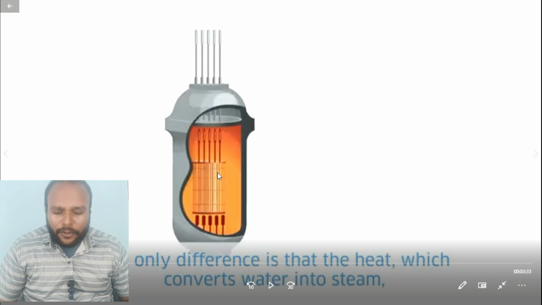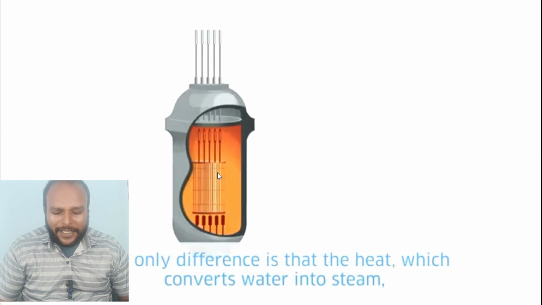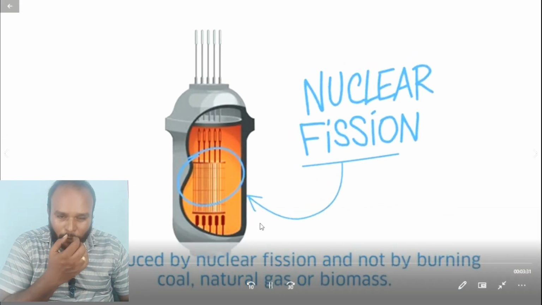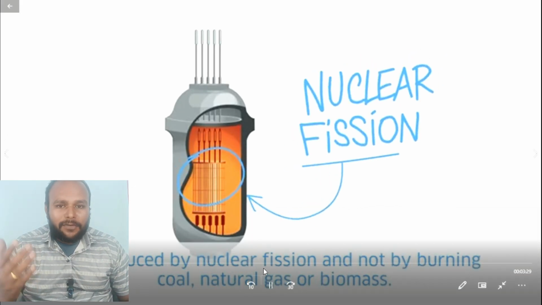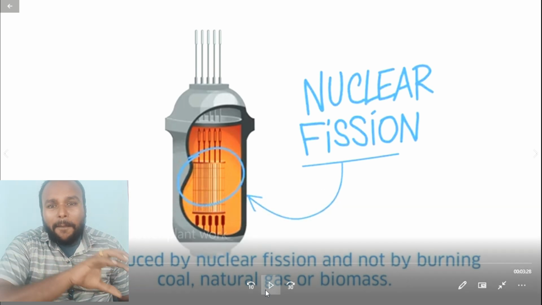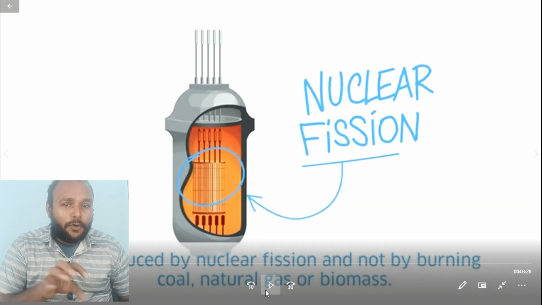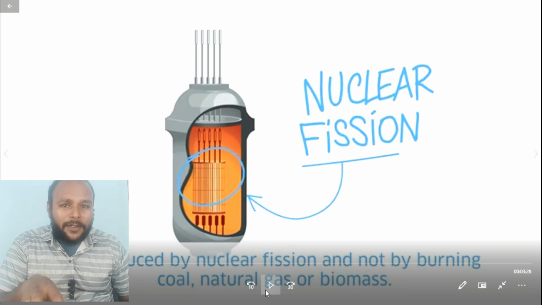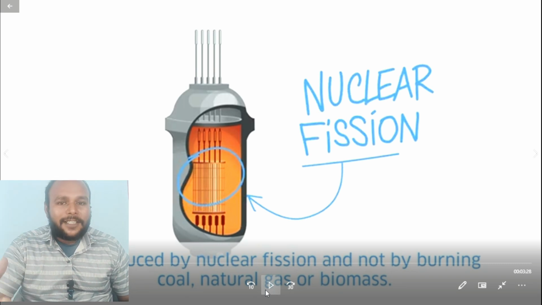Let's see the video. See here, this is nuclear fission. What is nuclear fission? It is heat produced by nuclear reaction, not by burning coal, natural gas, or biomass. Here, uranium is used as fuel. That uranium is bombarded with neutrons, and while doing this, a large amount of heat is produced. That is known as nuclear fission.